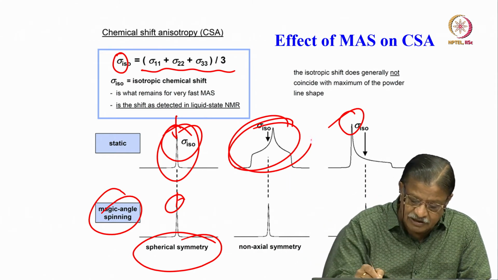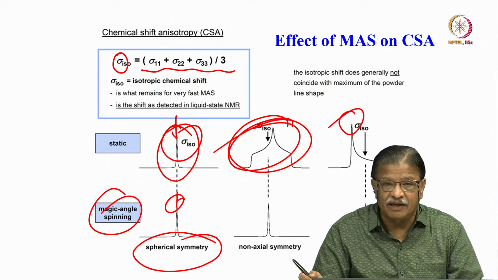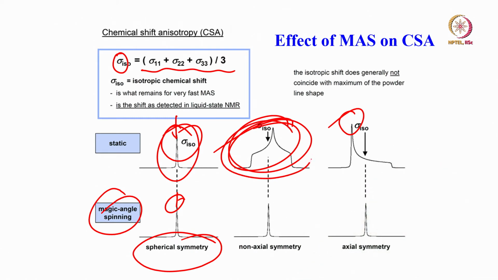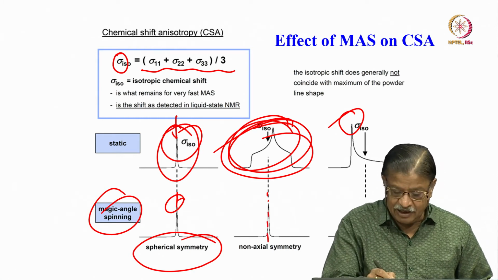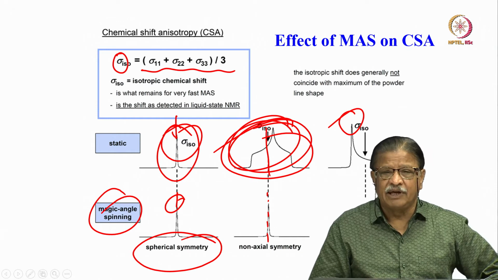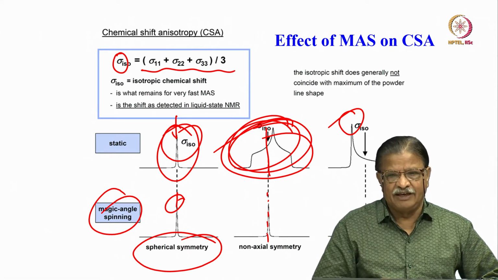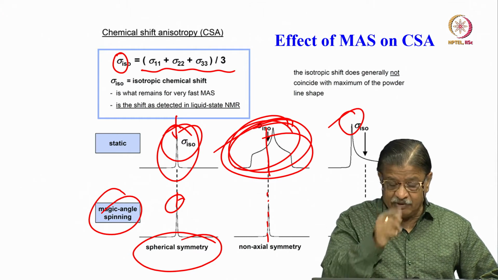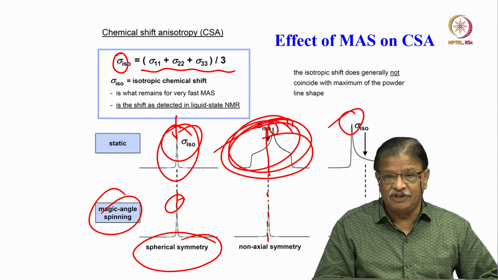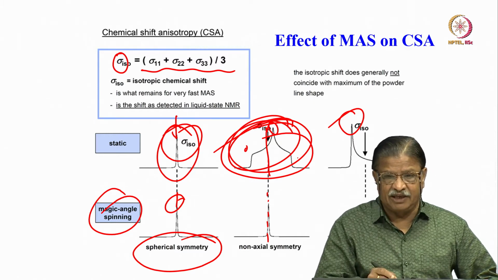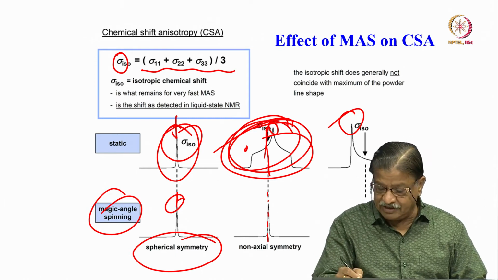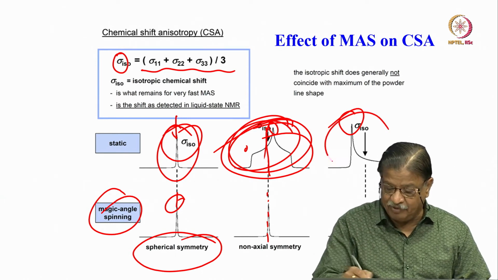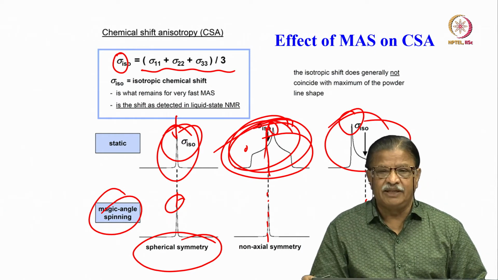Look at this powder pattern which is axially asymmetric. You start spinning at a rate faster than the width of the powder pattern, and you are going to get a single peak, somewhere here. This corresponds to the isotropic chemical shift, and then you get a single peak. Remember, the isotropic chemical shift need not be exactly on one of the kinks, like sigma 11, sigma 22 or sigma 33. They are different values. So the isotropic shift can be different. Similarly, for the axially symmetric case, this is the powder pattern, and when you start spinning, this is how you get the spectrum.